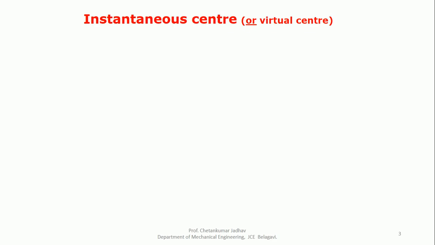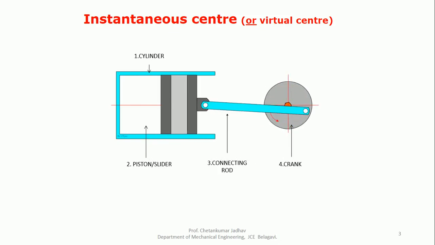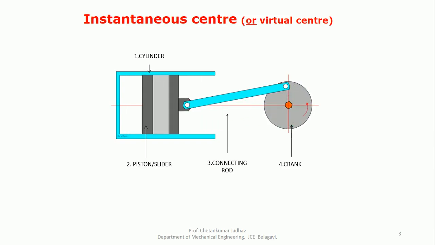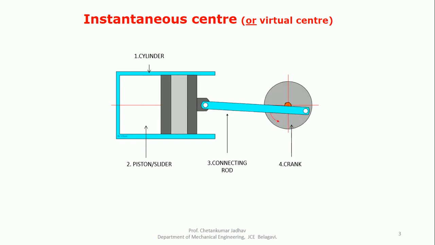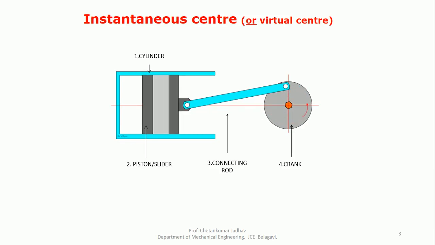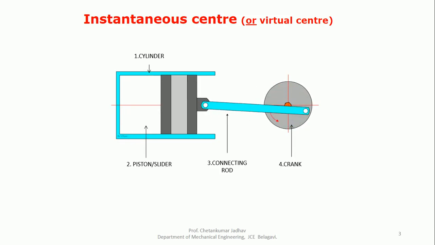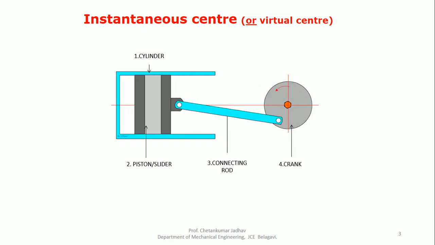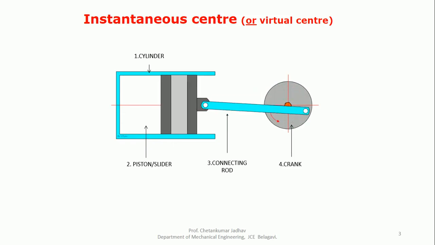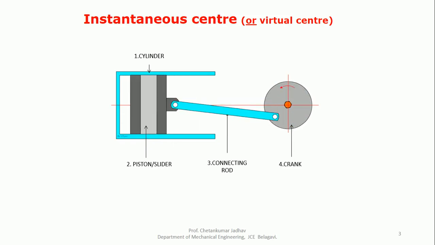Students, first we will discuss what is an instantaneous center or a virtual center. Let me consider an animated image of an IC engine or a single slider crank mechanism. As we all know, an IC engine has four basic parts, that is cylinder, piston, connecting rod and crank. From the figure it is evident that piston will be having pure linear motion and crank will be having pure rotary motion about a fixed center.